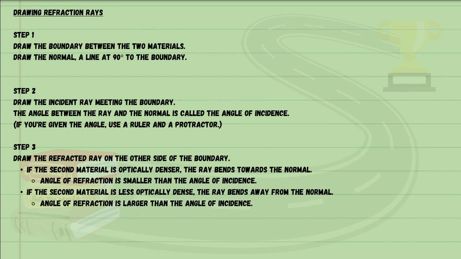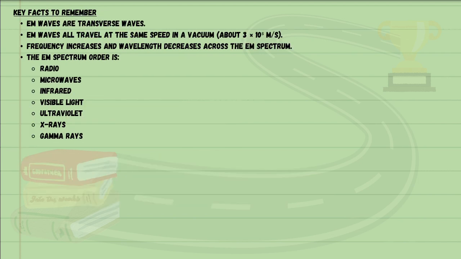If the second material is optically denser, the ray bends towards the normal. Angle of refraction is smaller than the angle of incidence. If the second material is less optically dense, the ray bends away from the normal. Angle of refraction is larger than the angle of incidence.